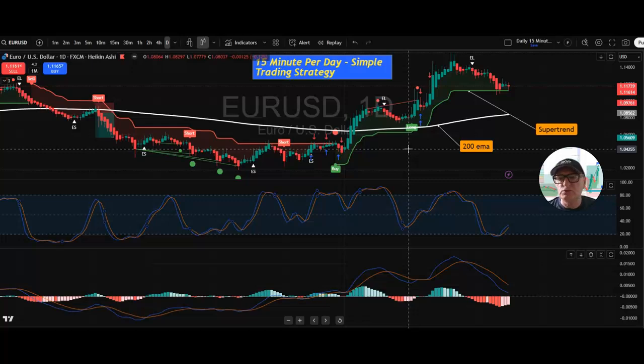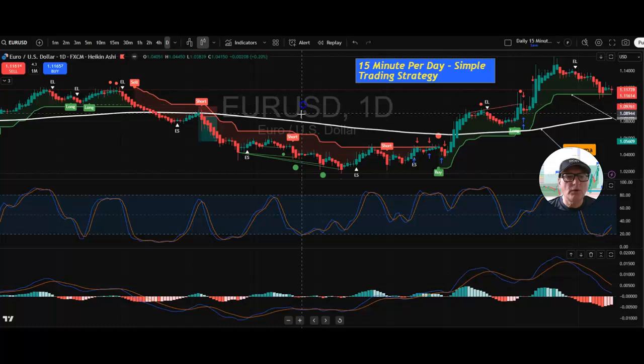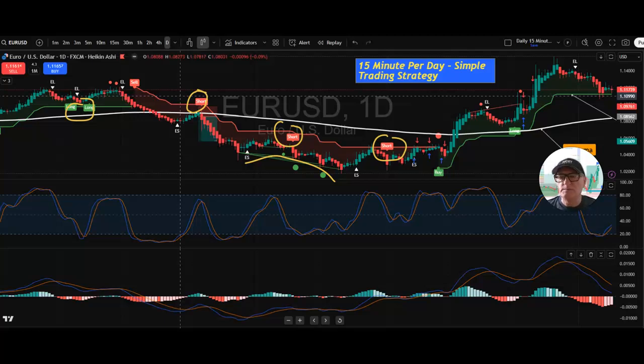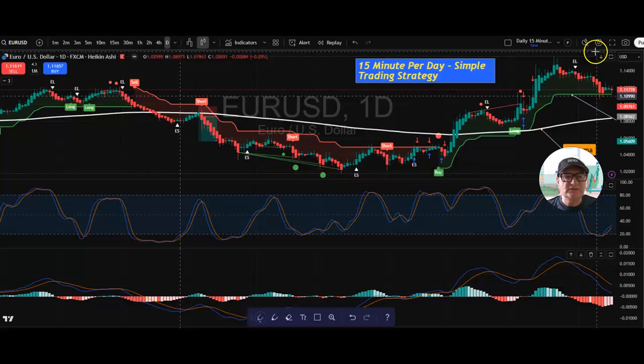So let's deal with shorts first of all. And now this is how your chart should look. You won't have these tools here. These are part of the advanced pro charts. So don't worry about those for the moment, because you can use this system without them.